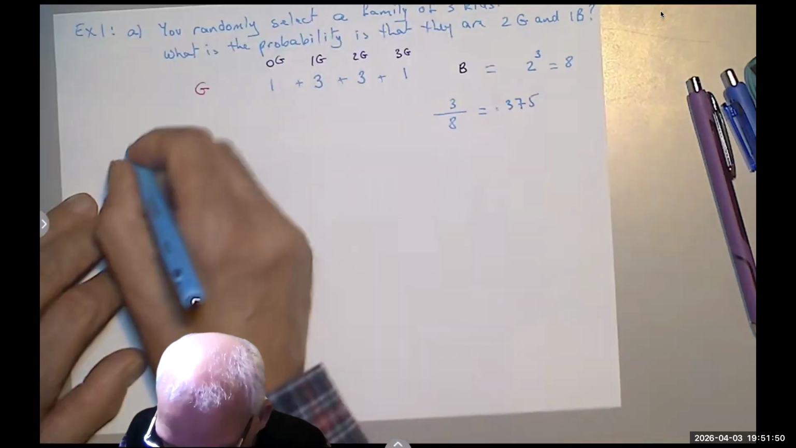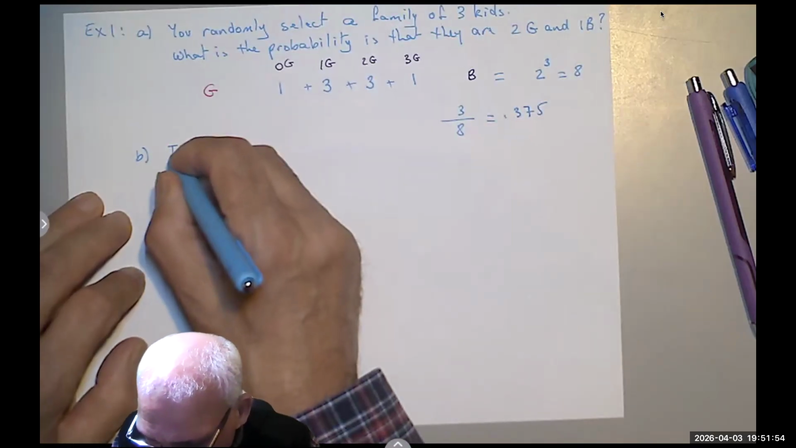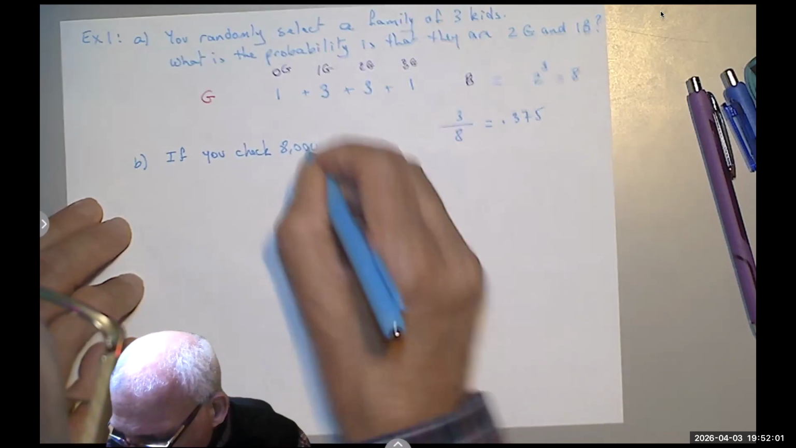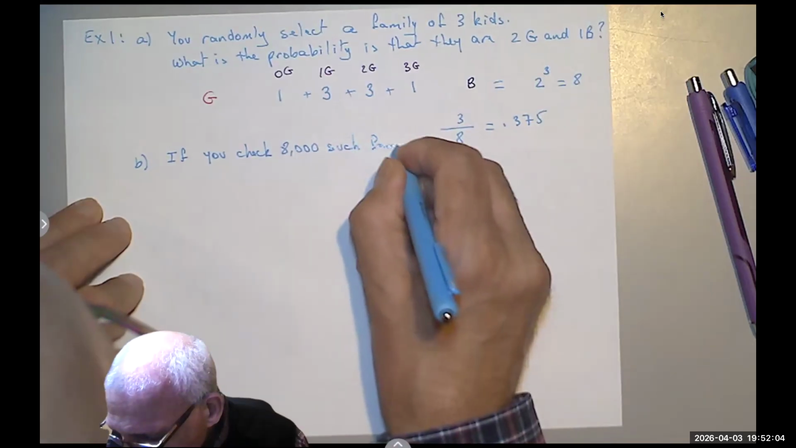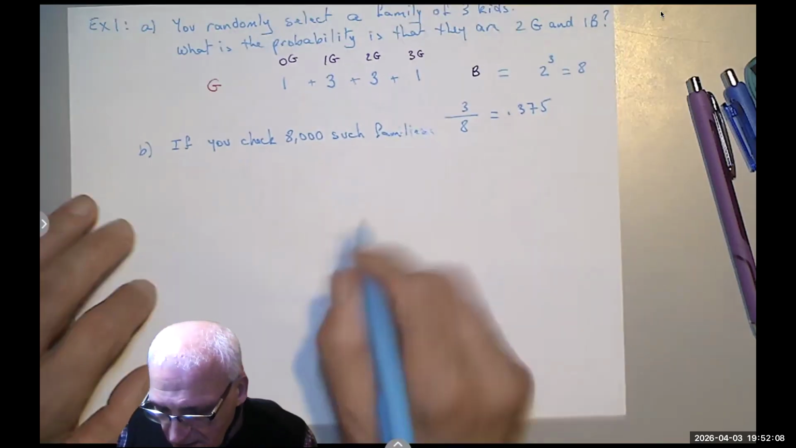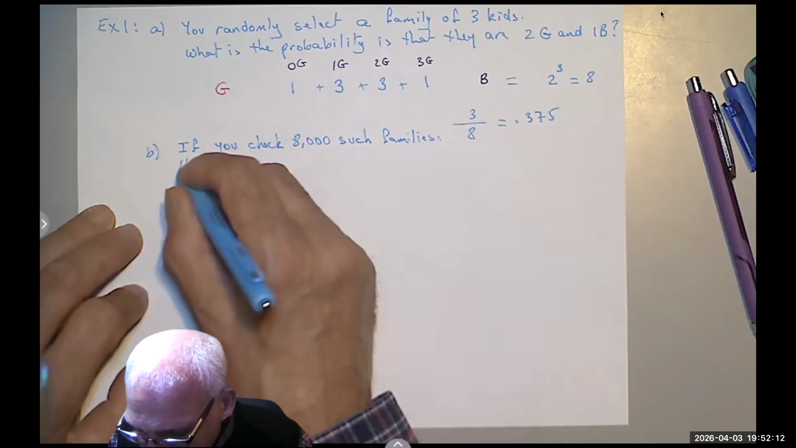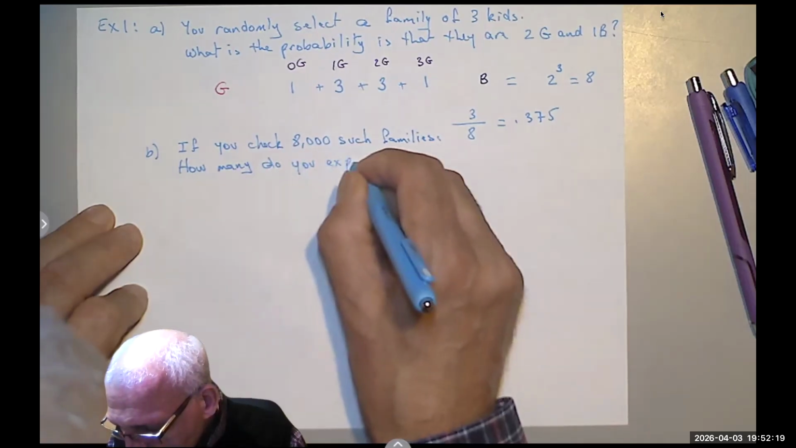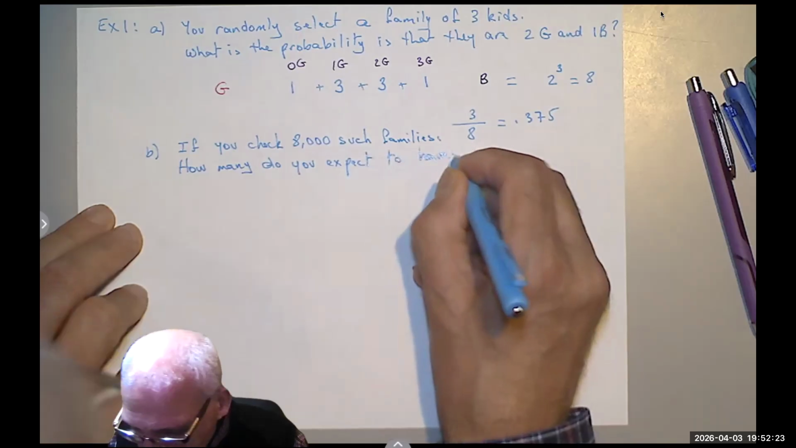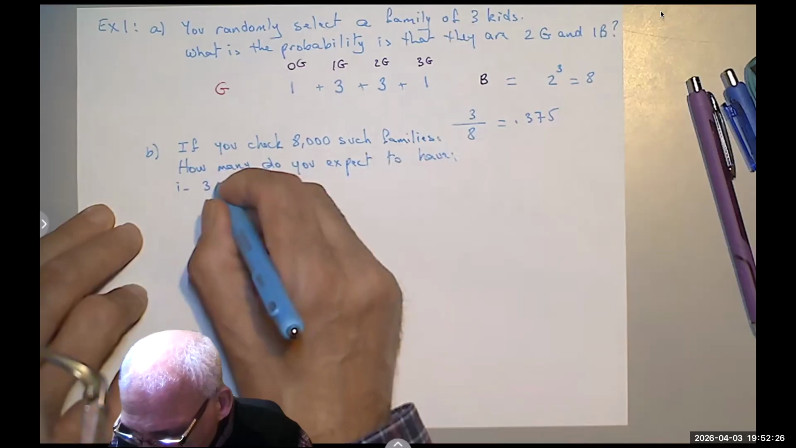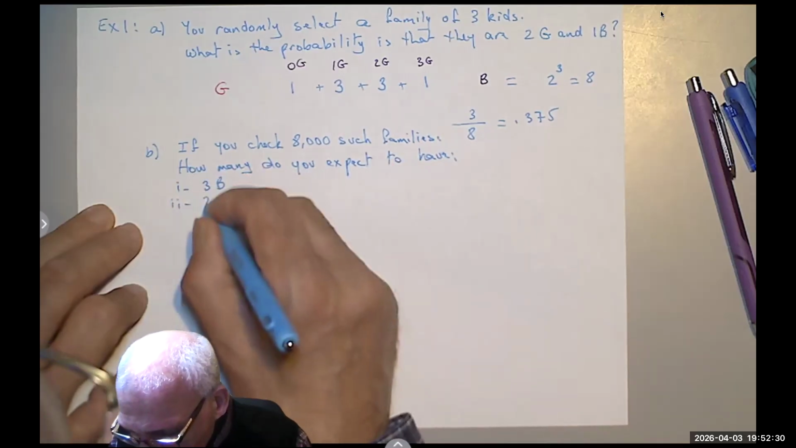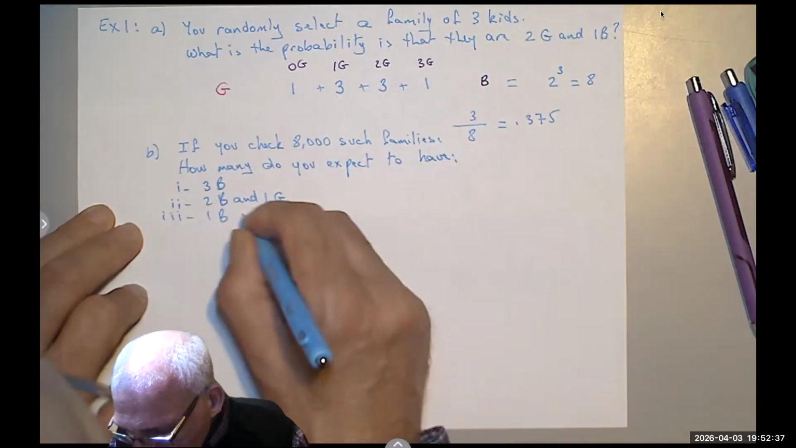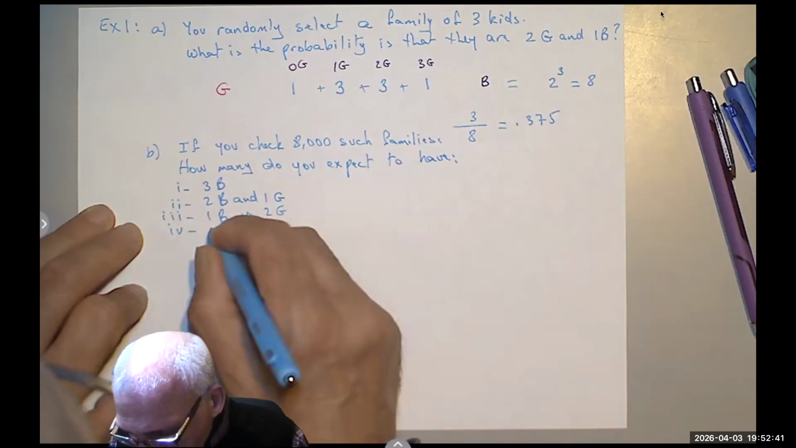So, second part say that if you check 8,000 such families, meaning that families that have 3 kids, how many such families do you expect to have 3 boys, 2 boys and a girl, 1 boy and 2 girls, 3 girls?